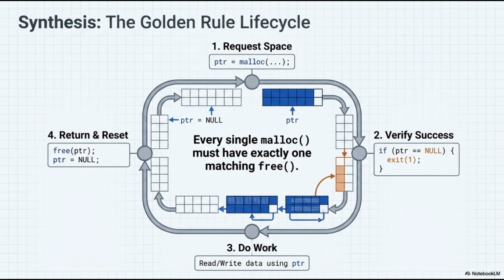Take a look at this continuous loop. The absolute golden rule of C is right there in the center. Every single malloc must have exactly one matching free. Whatever you pull out of the system, you must actively return when you are done. No exceptions. But what happens if you get careless?